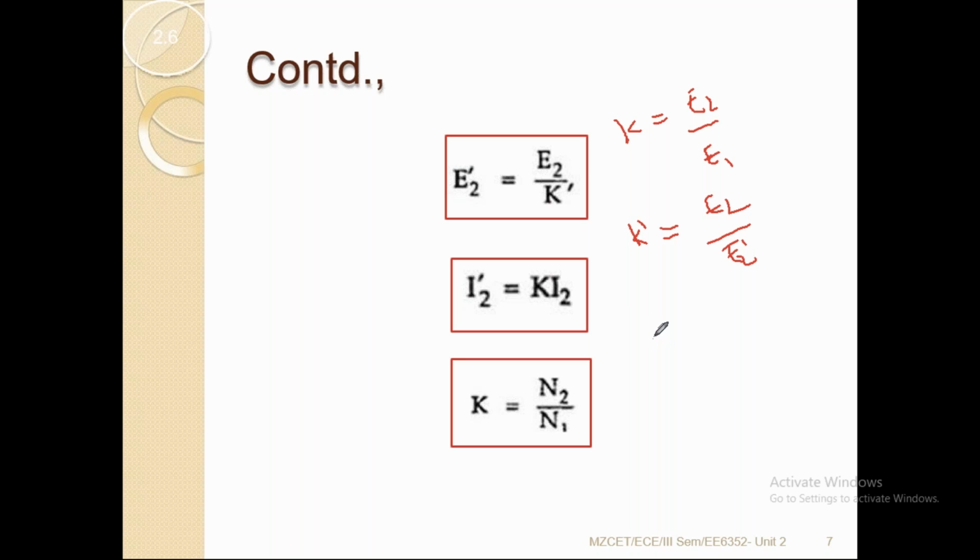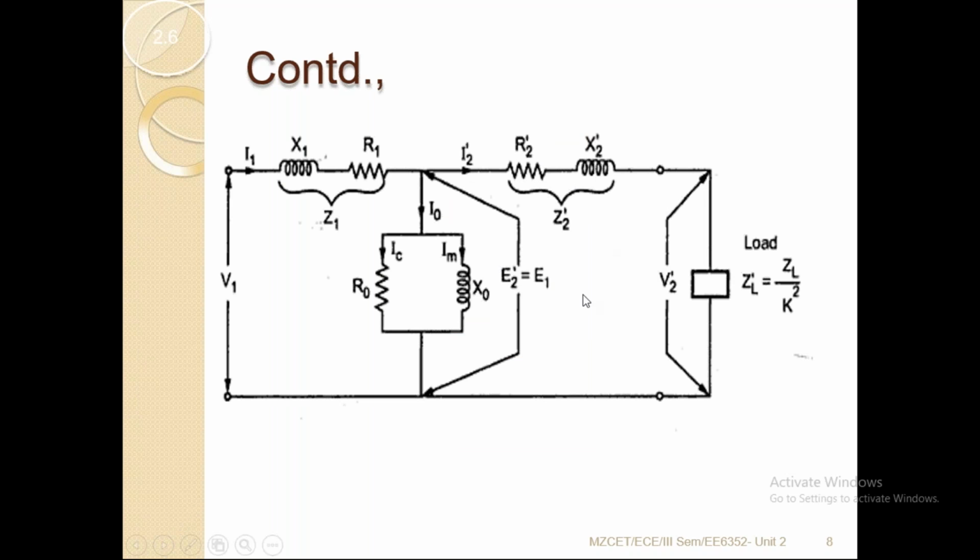Okay, now similarly, K is equal to I1 by I2. This equation represents, when the secondary is shifted to the primary, I2 dash divided by I2. At the same time, K is N2 by N1. So these are the equations when secondary parameters are shifted or transferred to the primary. Now we will see the second case, when primary parameters are shifted to the secondary. This is the equivalent circuit when the secondary is shifted to the primary.